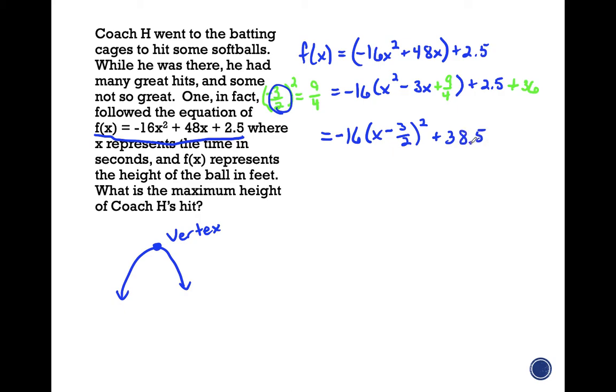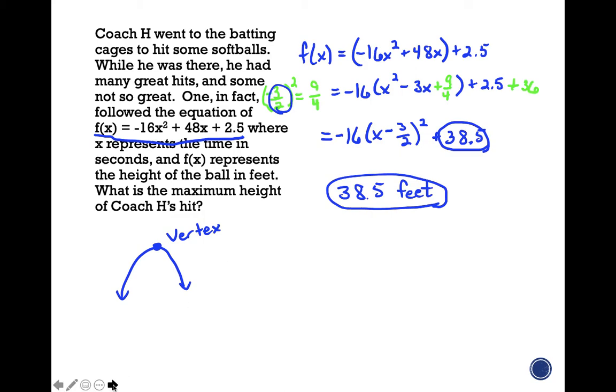Now again, we said that the y-coordinate of the vertex is going to represent the maximum height of my hit. So when I look at this equation now in vertex form, I know that 38.5 is the y-coordinate of my vertex. So the maximum height of my hit was 38.5 feet. And I identified that by just finding the vertex of this upside down opening parabola. So there's another example of completing the square and just thinking through the characteristics of a parabola to help us find the answer to our question.